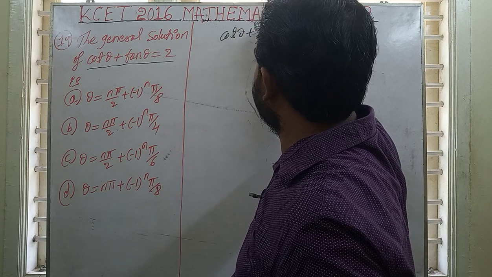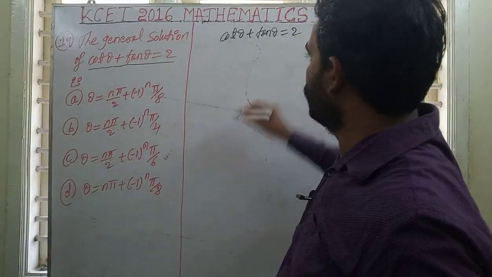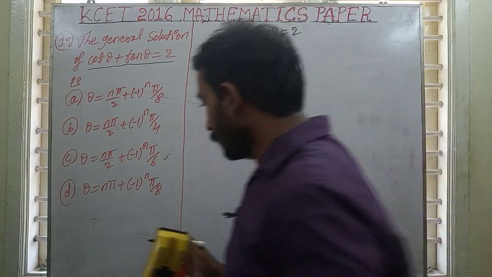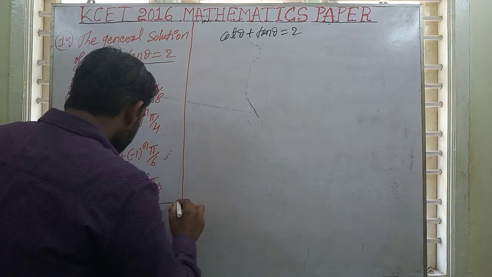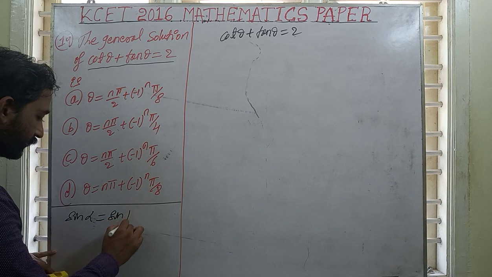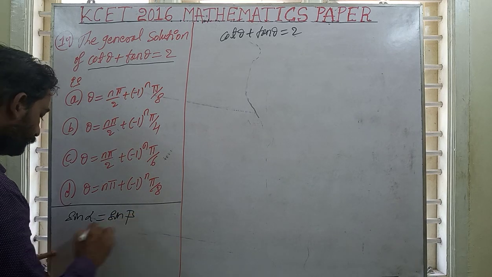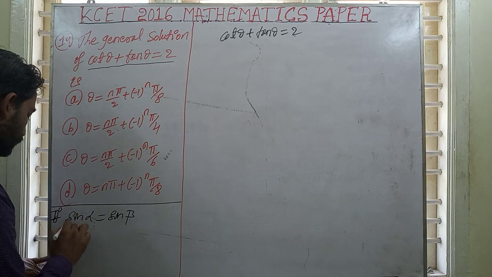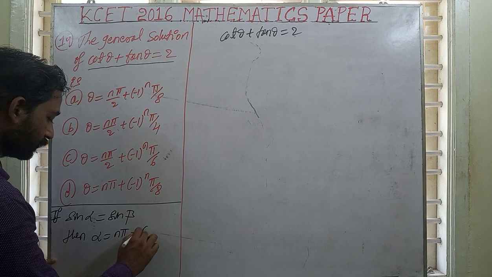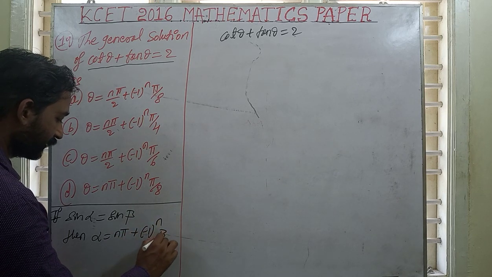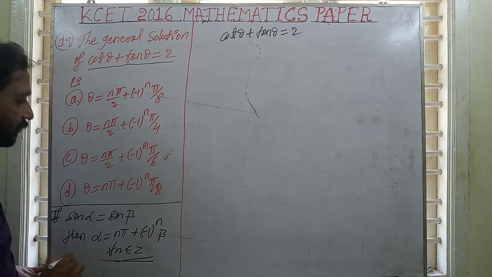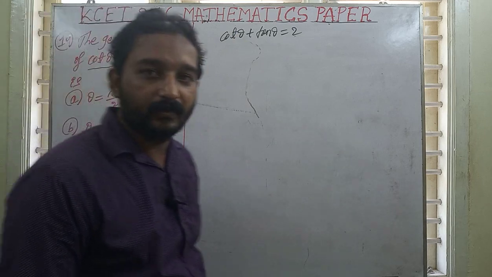Cot theta plus tan theta is equal to 2. Find the general solution of this equation. So simplify this equation and convert it into the form sin alpha is equal to sin beta. Then the solution of this equation is alpha is equal to n pi plus minus 1 to the power of n beta, for all n belonging to any integer. Using this formula we have to find the general solution of this equation.